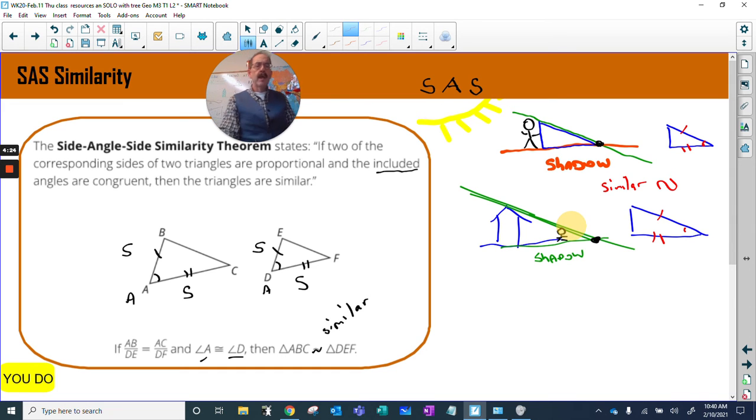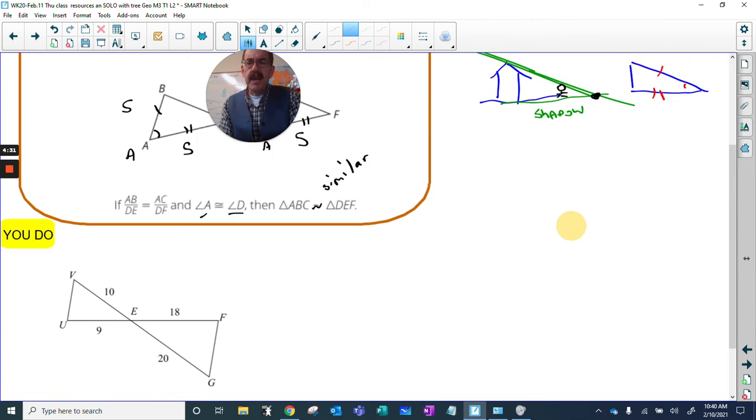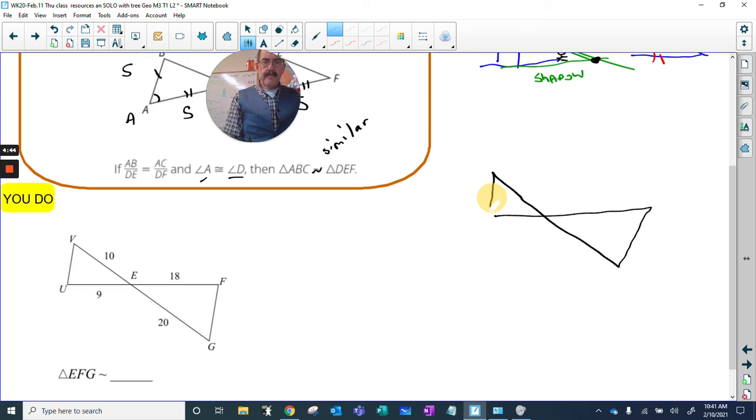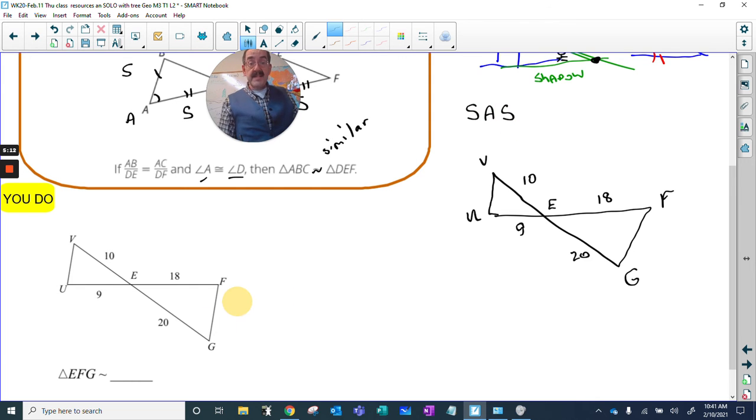All right. So before we move to our real world problems, let's try one of these type problems. And I want everybody to draw the bow tie again. So in class, I had everybody draw this bow tie. And we'll label these V, E, G, F, and U, and we go 9 here, 10 here, 18 here, 20 here. All right. So our whole idea is side, angle, side. And this is similar.